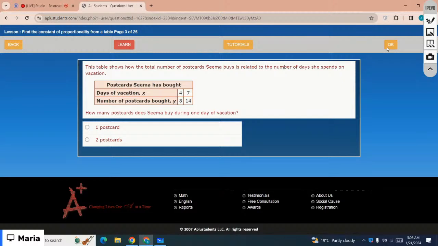The correct option is, yes, that is 2 postcards on 1 day of vacation. The correct option is 2 postcards.